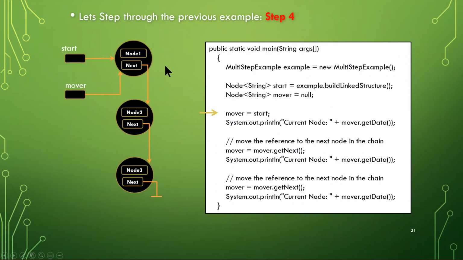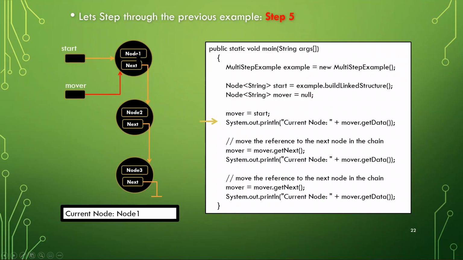Next, we can print out the data as you expect. Mover is referencing this object, so it prints out node 1. The next line is mover equals mover.getNext. So up to here, next is here, and the address to this one overwrites the previous address. The idea is basically we're stepping forward to the next one we see here. So it steps forward to there, prints out the message. Mover is currently on this one, so it'll print node 2.